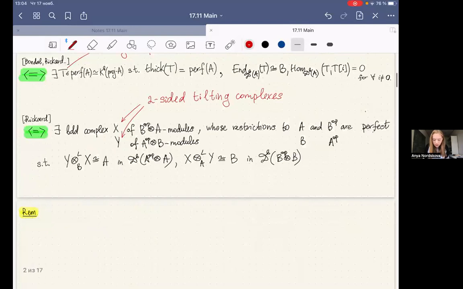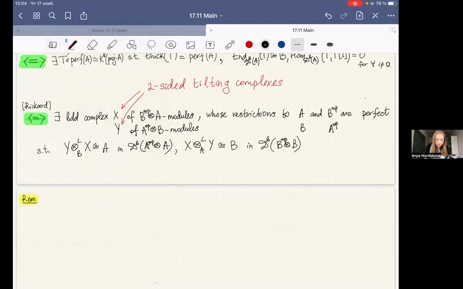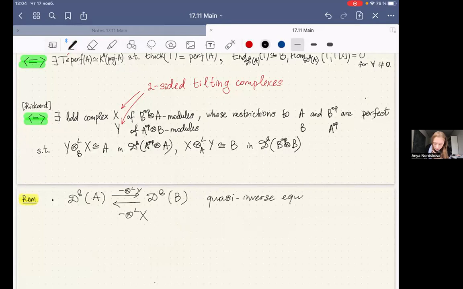Now, a few more basic remarks. So if I have two-sided tilting complexes like that, X and Y, then they define quasi-inverse equivalences between D^b(A) and D^b(B). And such equivalences of this form, multiplication by a two-sided tilting complex, are referred to as standard equivalences.